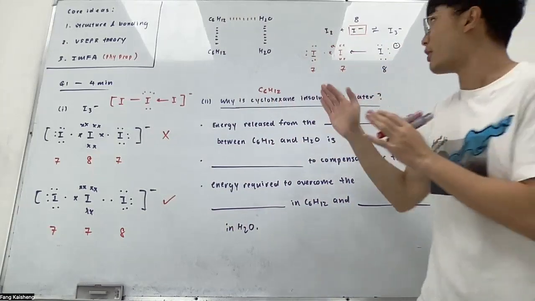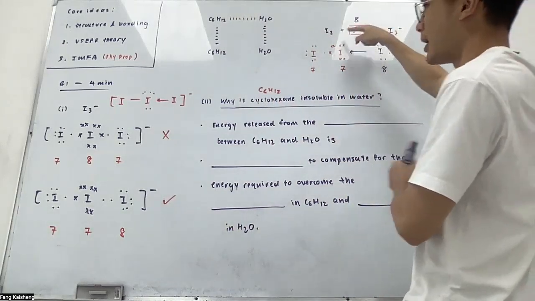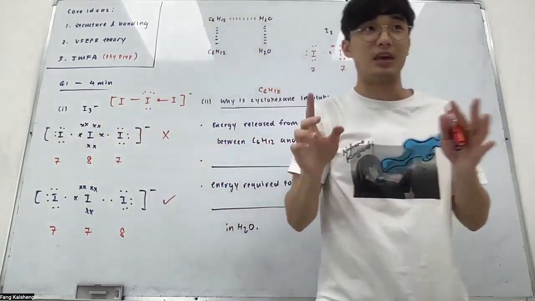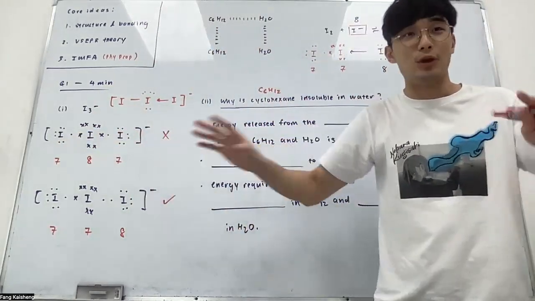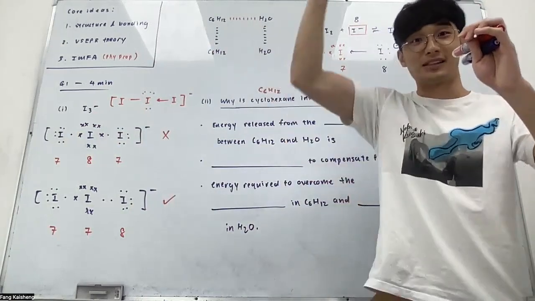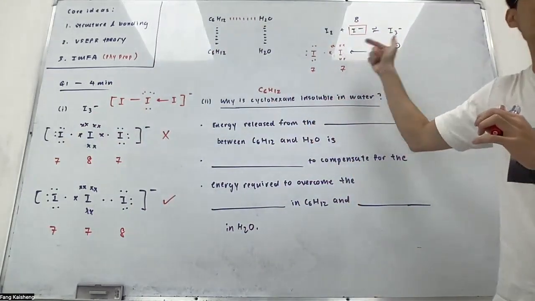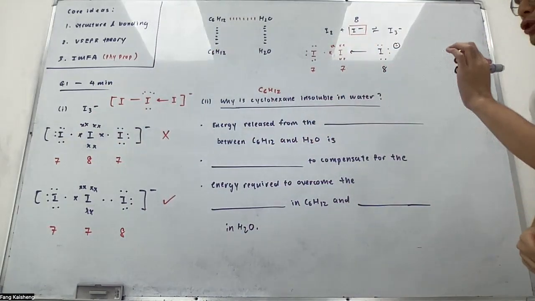There's no possible way for the 8 electrons I minus to sandwich itself between 7 and 7. Can you all see this looks a bit ridiculous? You have 2 iodines, and then the I minus comes in the middle. That doesn't make any sense. It can only attach itself by the side. So that's why this is a very novel question.